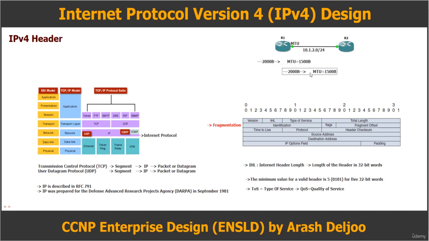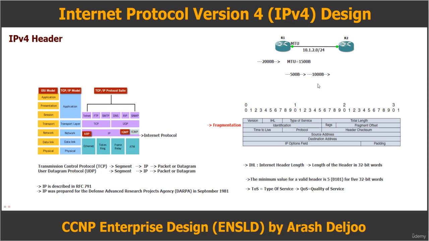We are fragmenting this packet into two packets. The first packet has 1500 bytes, and the second packet has, for example, 500 bytes. Let me show you. And we should send it to router 2. You know that after fragmentation, in router 2, for example, we expect the reassembly of these two fragments into one packet.